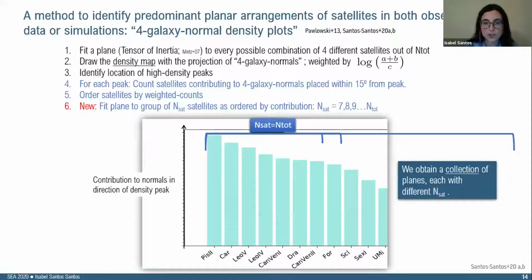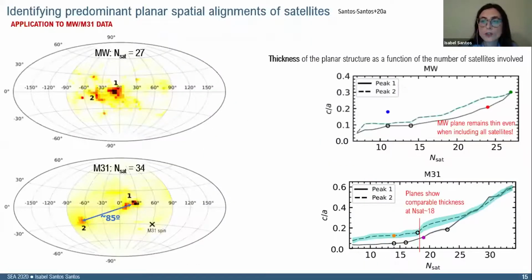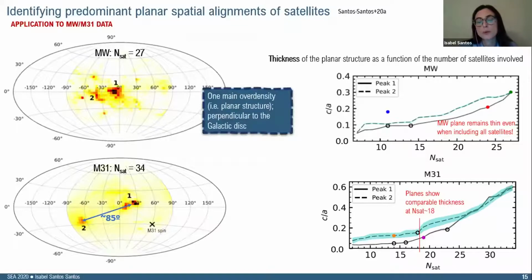The application of this method to observational data has allowed us to better characterize the planar structures in the Milky Way and in Andromeda. In particular, we find that the plane in the Milky Way is one structure that is perpendicular to the disk. Our method also allows us to study how the thickness of the structure varies as a function of the number of satellites involved.